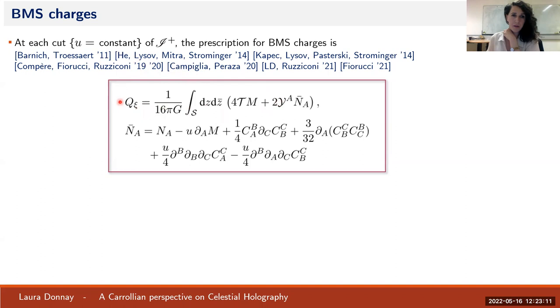So this Q psi is just another charge associated to the symmetries that I presented before: the supertranslation symmetry T and the superrotations. As you see, it's an integral at a constant u cut of scri, so it's just an integral over the sphere. And there is a pairing between the symmetry parameters T and Y and the gravitational solution space, here the Bondi mass aspect, and here the angular momentum aspect, shifted by all this bunch of terms. This is the subtlety I was talking about. But very importantly, this prescription for the charge satisfies a bunch of very nice properties that I will not talk about, and this is the one I will follow.